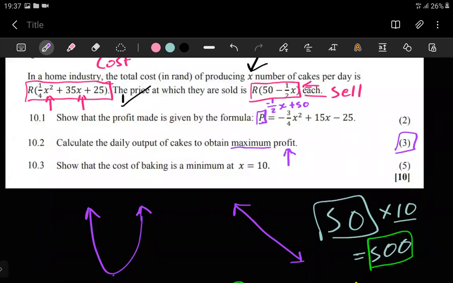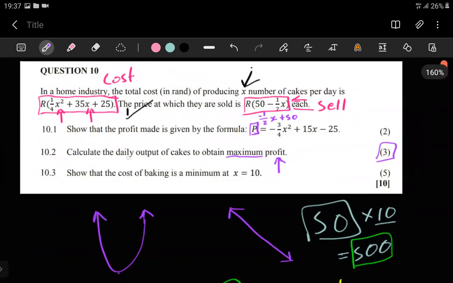So this question is, you calculate the daily output of cakes to obtain maximum profit. So daily output of cakes. So when we hear the words daily output of cakes, they're talking about x, because x is the number of cakes per day, you see. So when they speak of daily output of cakes, calculate the daily output of cakes, they're asking for a value of x to obtain maximum profit.